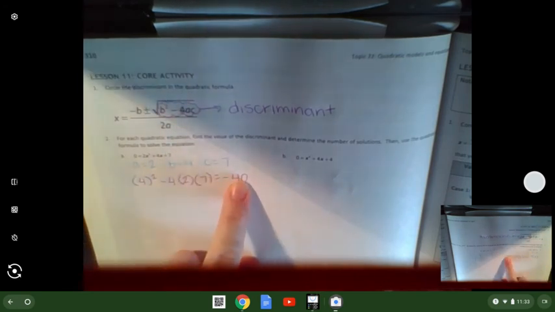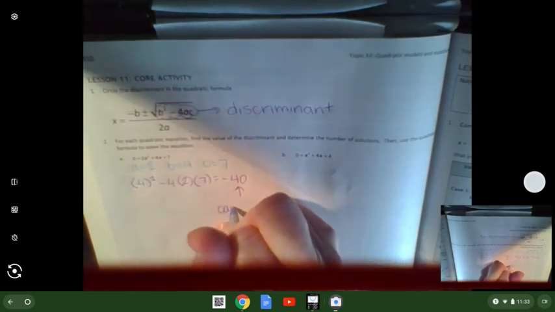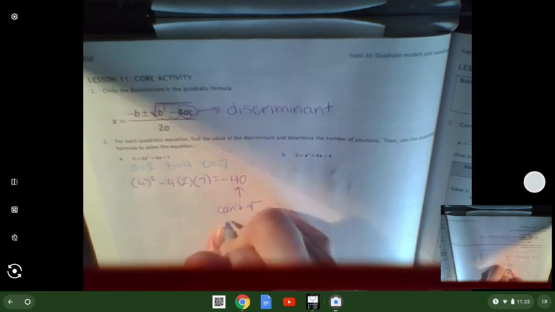Underneath that square root, we got -40. Are you going to be able to type in your calculator the square root of -40? Go ahead and try it. Pause the video if you want to. And you should find out you can't square root a negative.